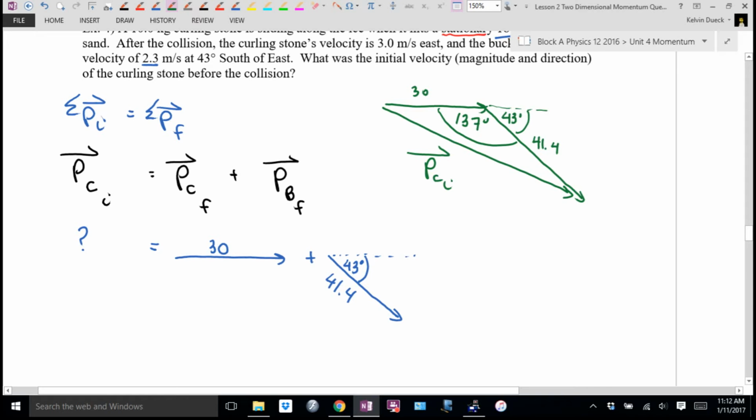Now, if all they had asked for was the initial momentum, I could do the cosine law and quit. That might be a nice way for me to give you a shorter version of this question, but still test the basic physics concepts. Or I could ask you for the initial speed, which would be find the momentum, divide by the mass, and quit. You wouldn't have to find the theta. Or I can be a total jerk and say, find the initial velocity, magnitude and direction.